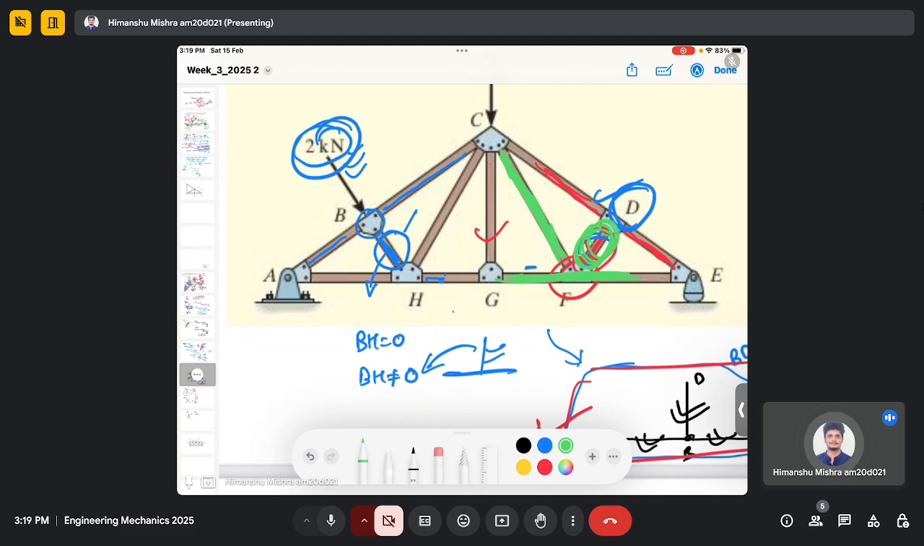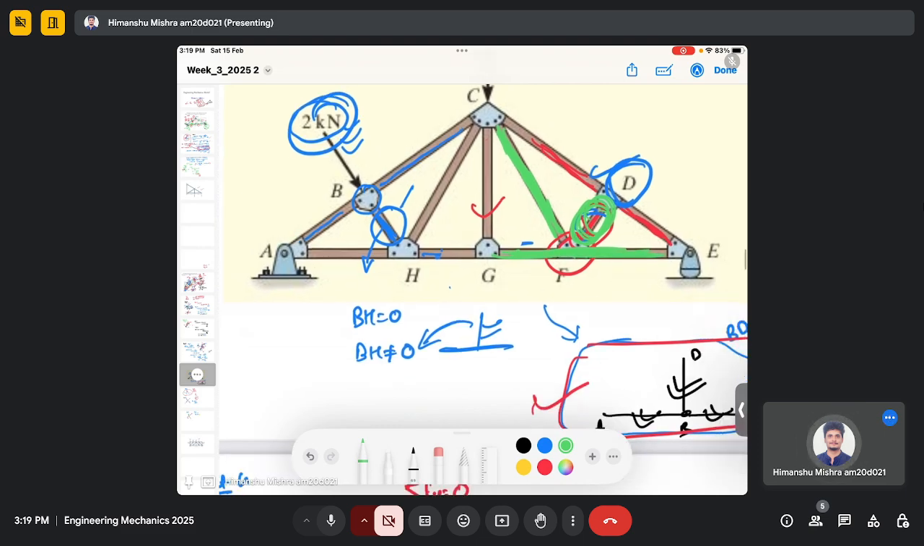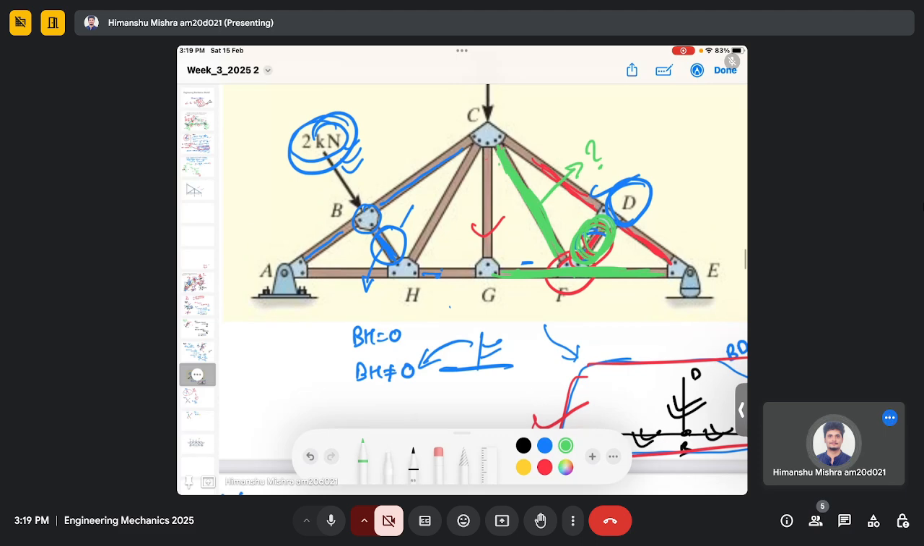So we can consider GF, FE and this member, and we can actually calculate what is the force in CF, because here it is 0. The force in DF is 0. So we are actually ignoring FD in the member. Just forget about this FD if it exists in this truss.